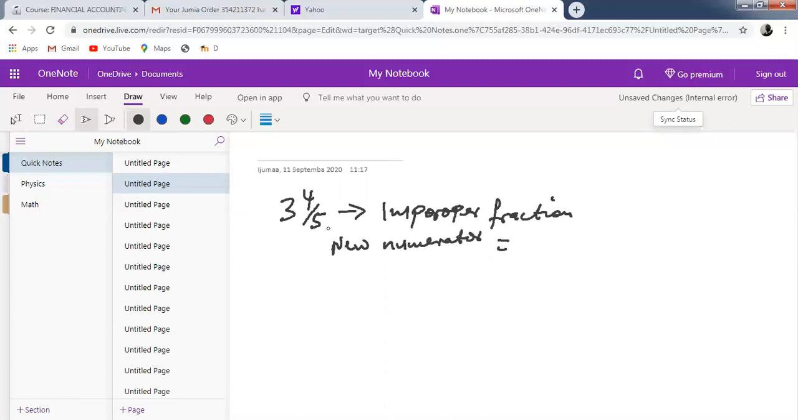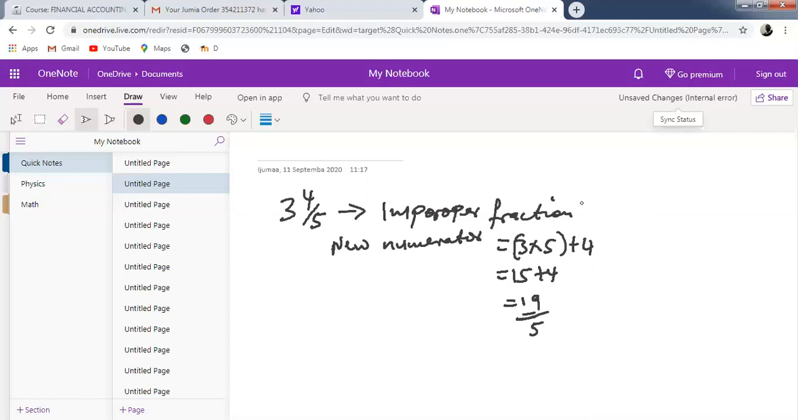The new numerator will be equal to the whole number times the denominator, which is 3 times 5, and whatever we get here, we add the numerator that we have here, 4. So it is going to be 15 plus 4, which equals 19. So 19 is our new numerator, and the old denominator remains the denominator for the improper fraction. So it is going to be 19 over 5. That is how we do it.